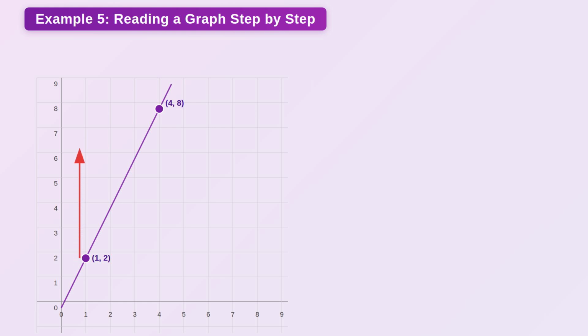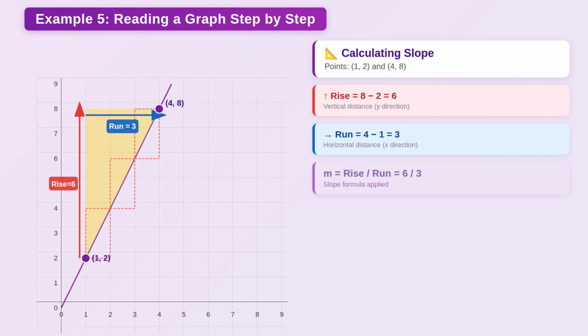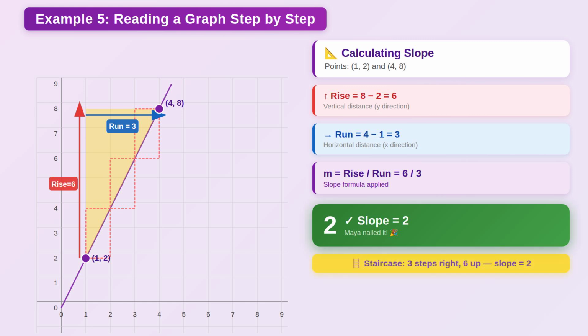Let's watch Maya read slope straight from a graph. She spots 2 clean points, (1, 2) and (4, 8). Starting at (1, 2), she counts up to reach the same height as (4, 8). From y equals 2 up to y equals 8, that's 8 minus 2 equals 6 squares up. Rise equals 6. Then she counts right from x equals 1 to x equals 4.